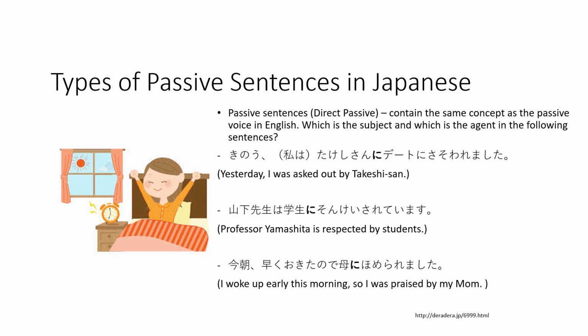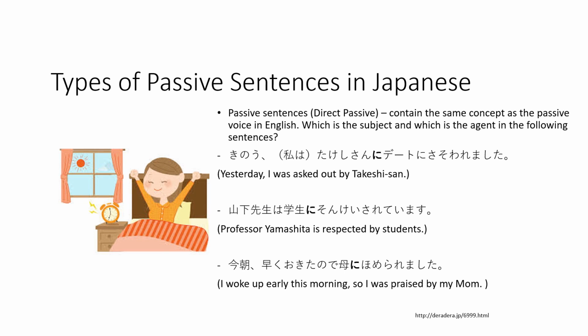Direct passive sentences in Japanese are equivalent to those in English, which means the object of the transitive verb becomes the subject of the sentence. The outcome of the occurrence is the same, but the speaker is describing the situation from a different point of view. For example, 昨日、たけしさんにデートに誘われました。Yesterday, I was asked out by たけしさん。山下先生は学生に尊敬されています。Professor Yamashita is respected by students.